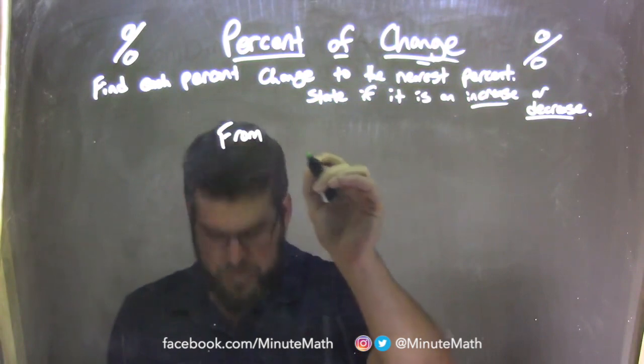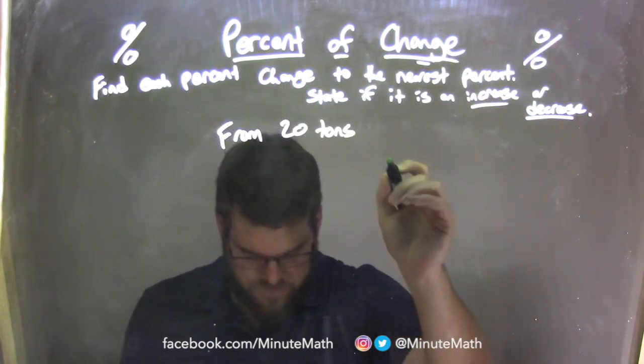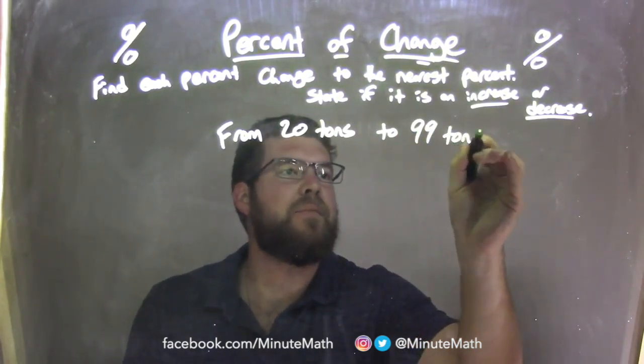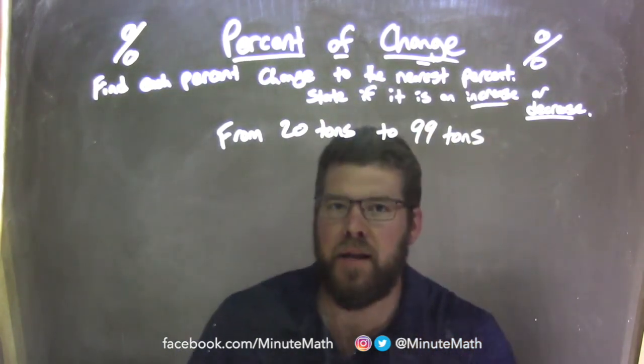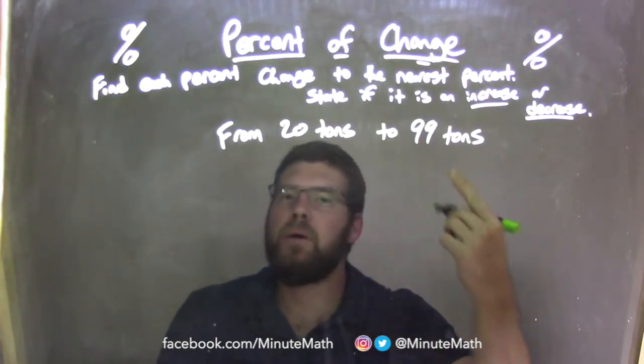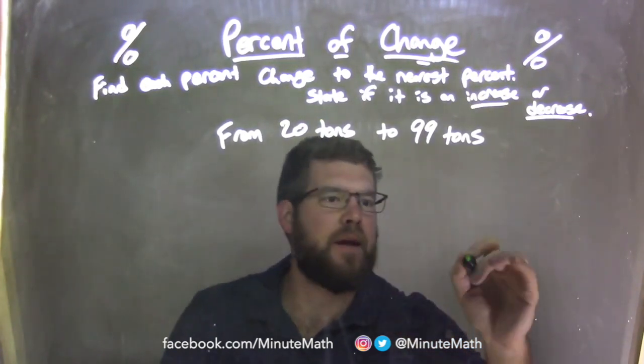From 20 tons to 99 tons. Well, is that an increase or decrease? Is it going up or going down? Well, it's going up, right? 20 tons to 99 tons. Going up. Increase.